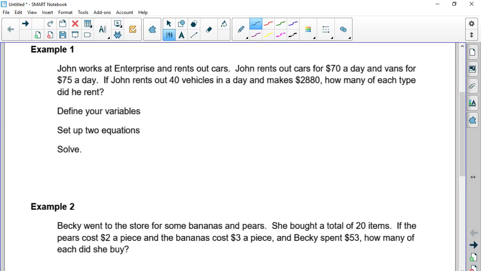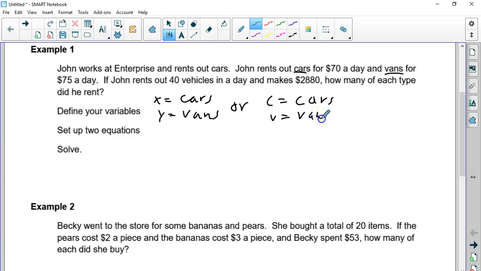Okay, first off, you want to define your variables. It doesn't matter what letter you pick. You're going to be doing cars and vans. Some people just stick with the old standard: X equals cars and Y equals vans. Some people like to go letter specific, C for cars and V for vans. Do what you want to do, it doesn't matter. You could do S and Q. It makes no difference, just as long as you know what letter represents what thing in the problem. That's the most important thing.